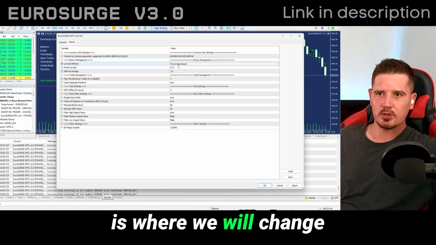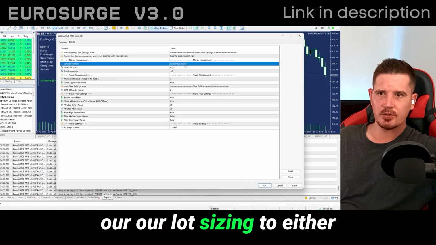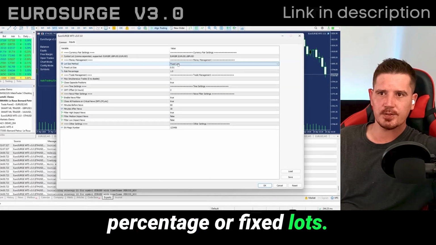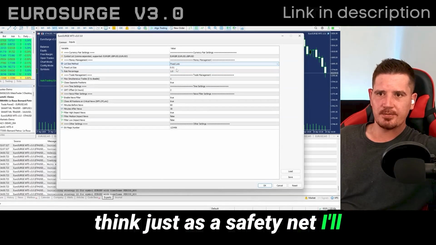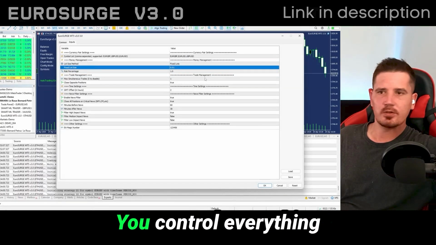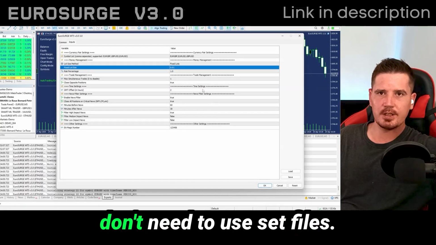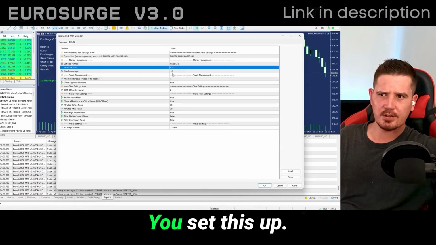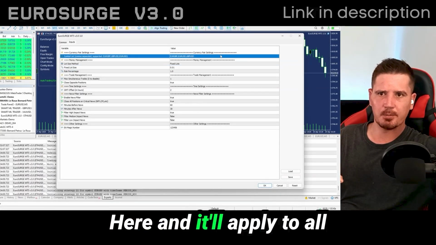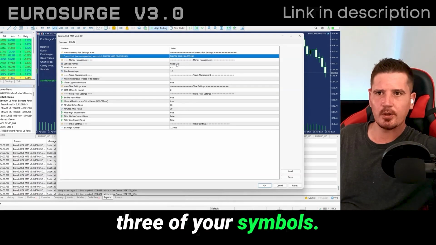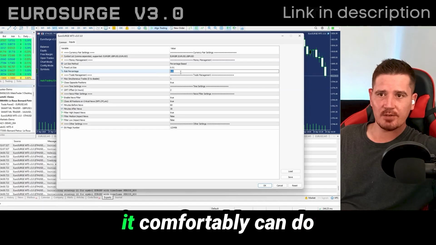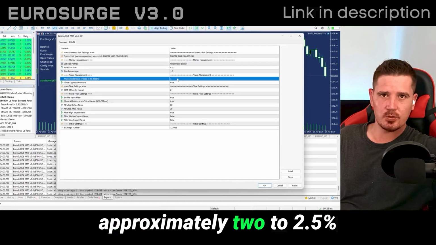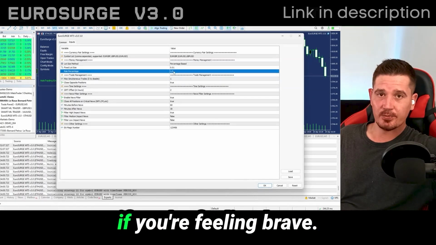This is where we will change our lot sizing to either percentage or fixed lots. I prefer percentage, but I think just as a safety net, I'll leave fixed lots as default. You control everything from one chart, so you don't need to use set files. You set this up here and it'll apply to all three of your symbols. We can use percentage base, which is 1%. You can increase this. It comfortably can do approximately 2 to 2.5% if you're feeling brave.